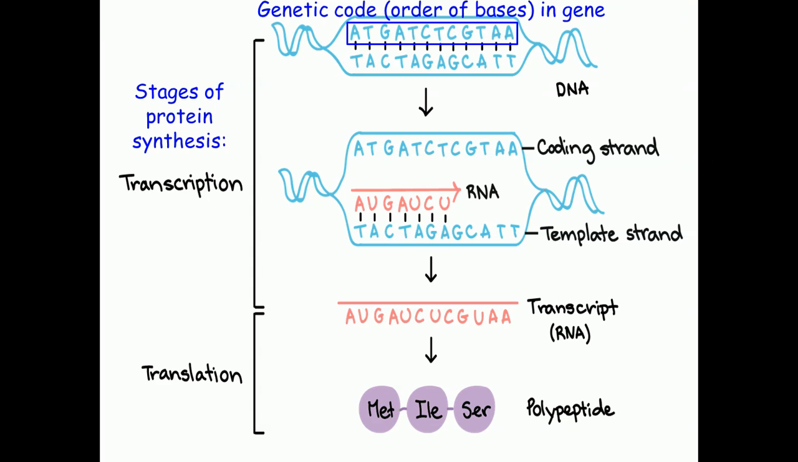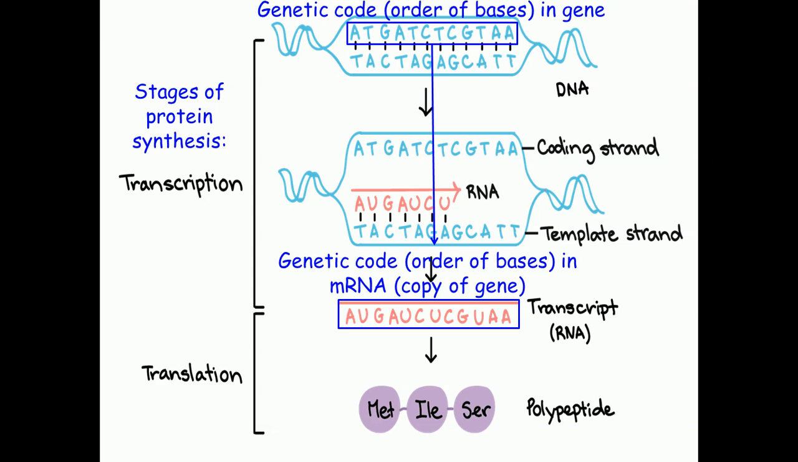And in transcription, you make a copy of the gene. And that copy of the gene is called mRNA. And because it's a copy of the gene, it will also contain the genetic code, so it will contain the order of bases. And then in translation, we use that instruction, the order of bases, to put amino acids in the correct order.